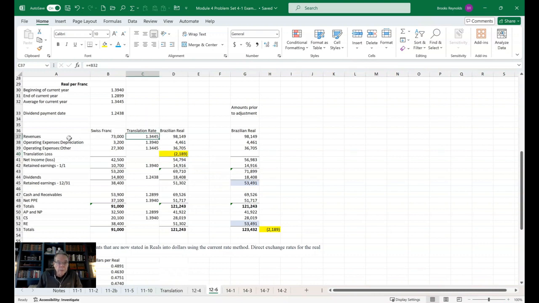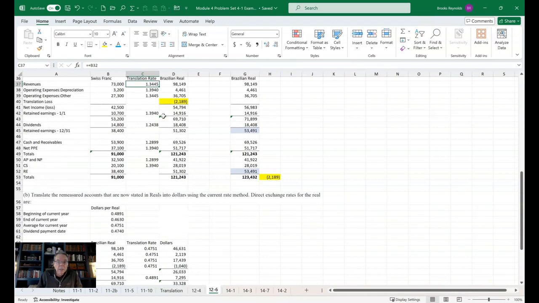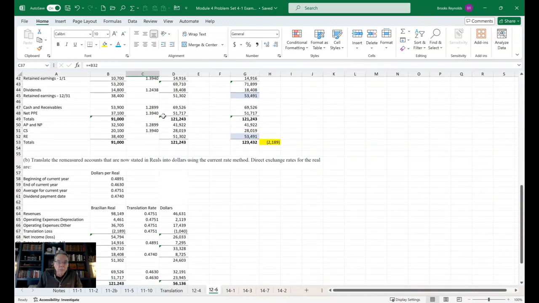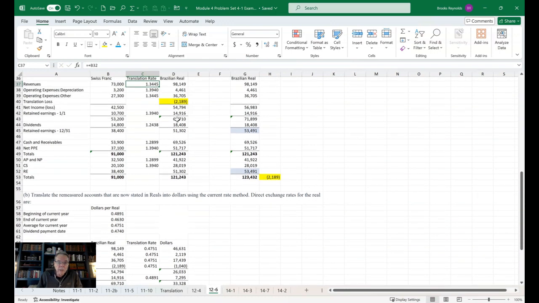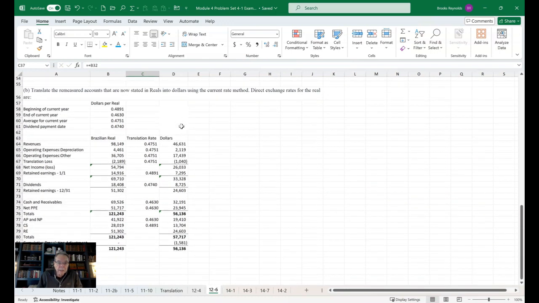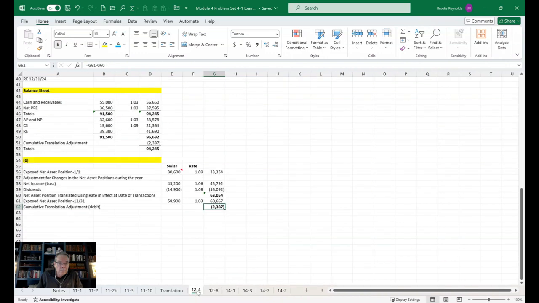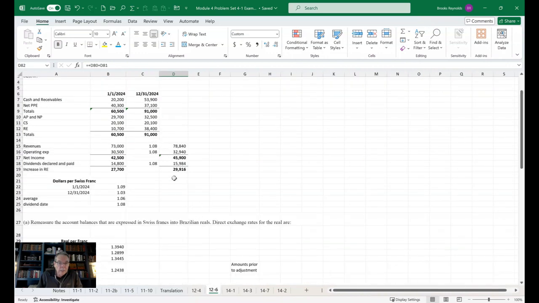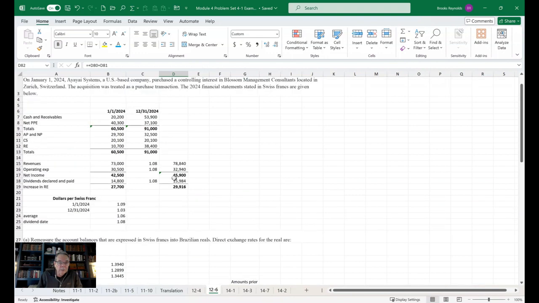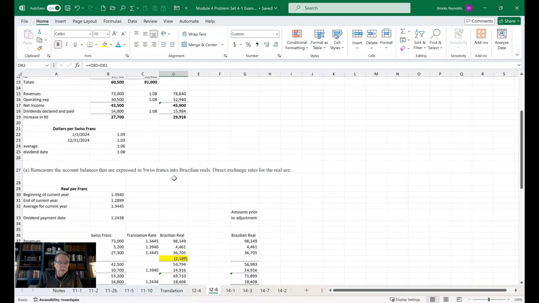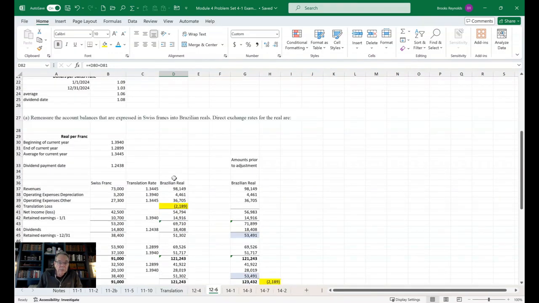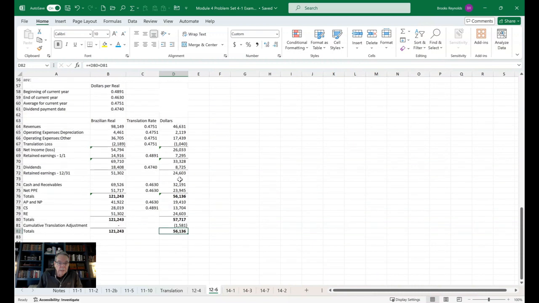Here, you're going to translate the revenues, expenses at the average. So what's different here is that then we're going to go and translate those dollars to real. All right, and let's see if these amounts are the same. It is. So we first translated it into real from Swiss francs, or we measured it into Brazilian reals. And now we're going to translate it into dollars. All right. And so our totals are 56,136.